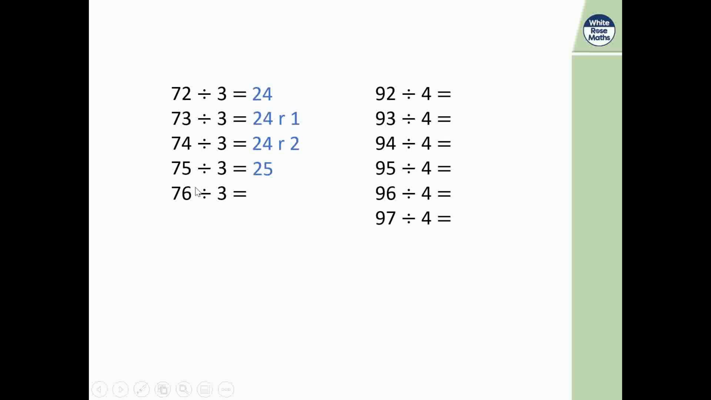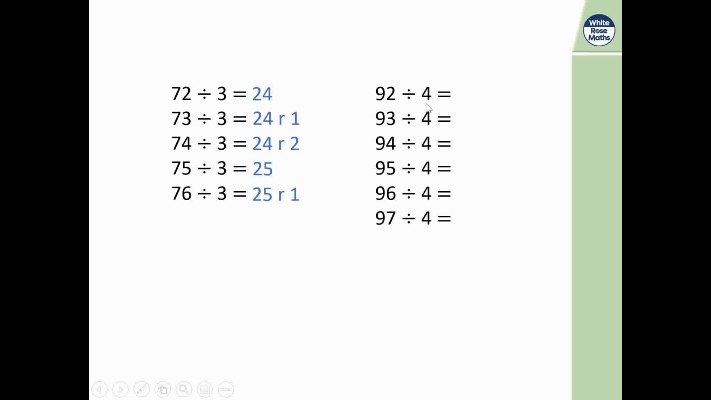76 is 1 more than 75. So it will give us... No, because it's more than 75. 76 is more than 75. So it must have 25 3s in it. Remainder 1. Okay? So 76 divided by 3 is 25, remainder 1.